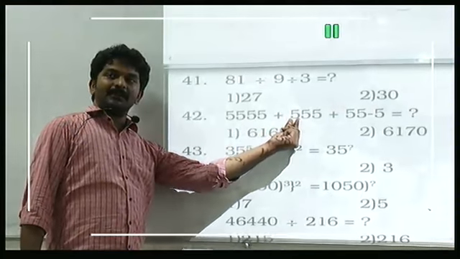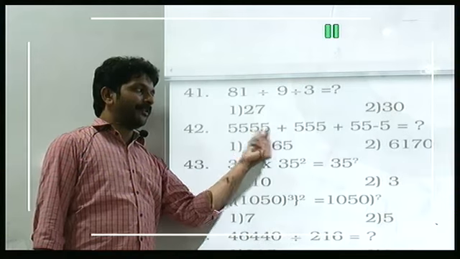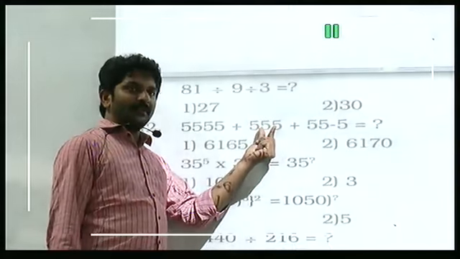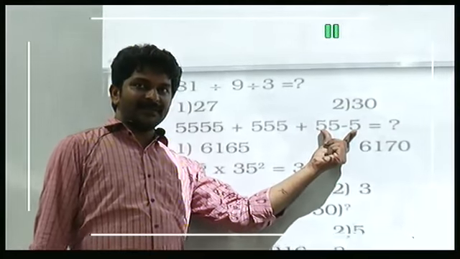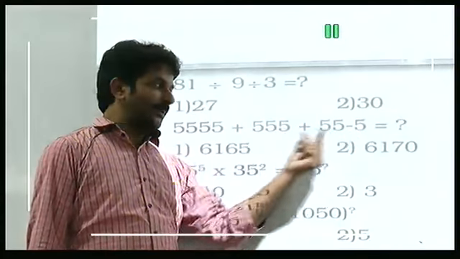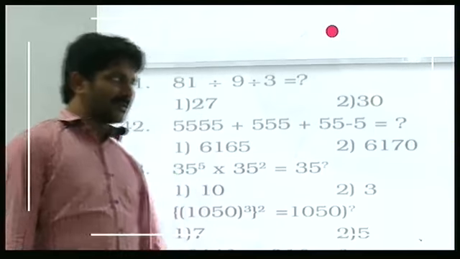5,500 plus 500, 6,000. 55 plus 55 is 110. 55 minus 5 is 50. So 110 plus 50. We already have 6,000. 6,160.